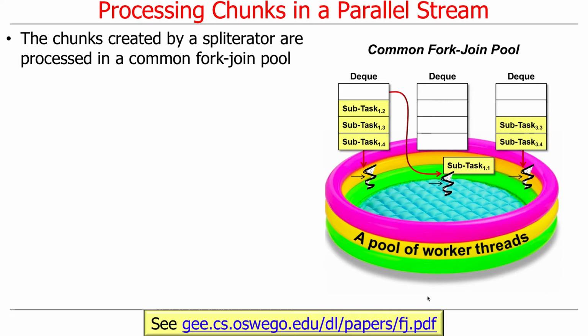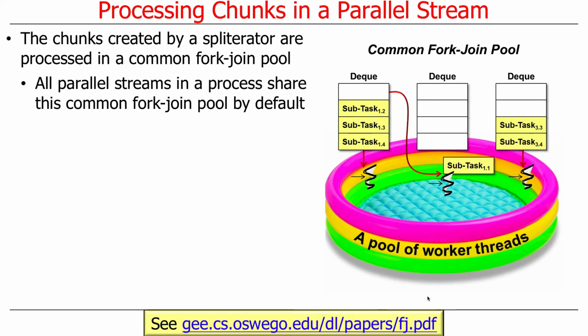The way this works, of course, is by using the common fork join pool. And I'll walk through the way that this works. It's really interesting to understand this. There's a great paper by my friend Doug Lea that gives a more detailed discussion of this, which I recommend you take a look at because it's very insightful.